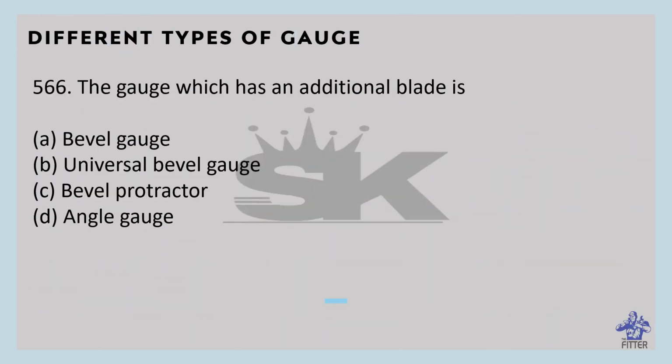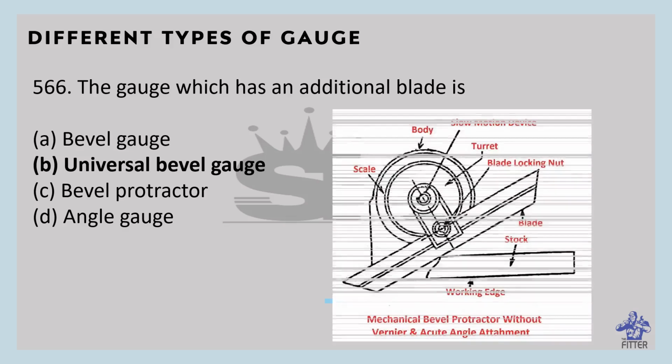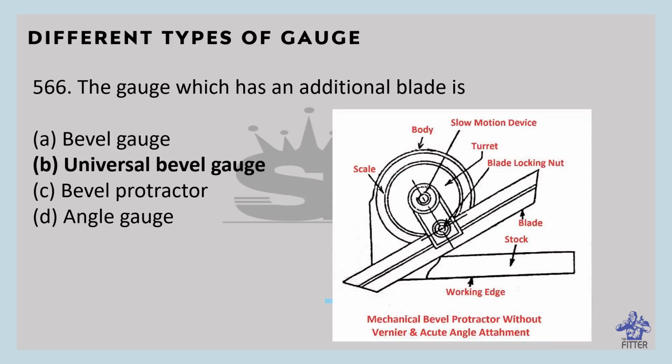The gauge which has an additional blade is the universal bevel gauge. You can see here in the image, this is a universal bevel gauge. The universal bevel gauge protractor is a high precision angle gauge used for accurate angle measuring of machines, molds, and jigs. It is used in the tool room for measuring accurate angles of machine components.